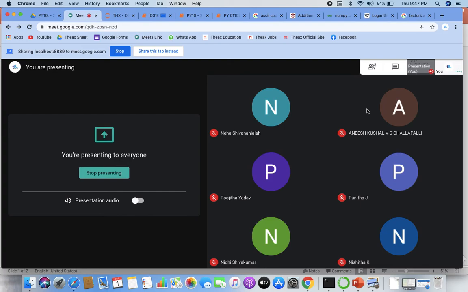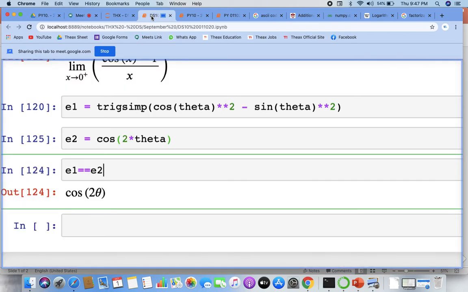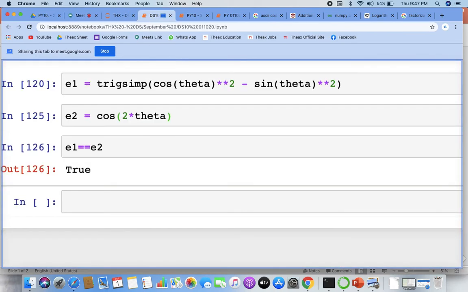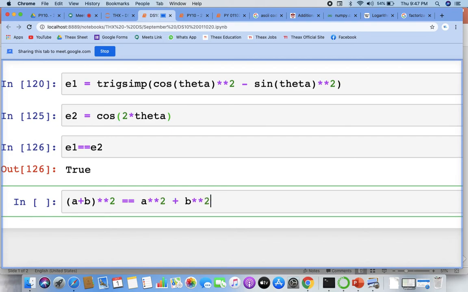Okay. You guys don't think. This is true. This is true, right? And now say (a plus b) whole square equals a square plus b square plus 2ab. Is this same?